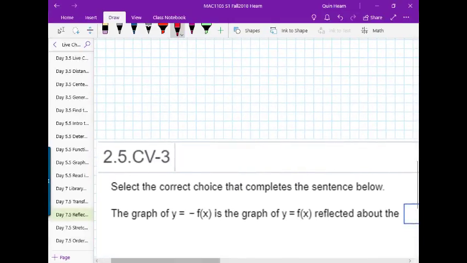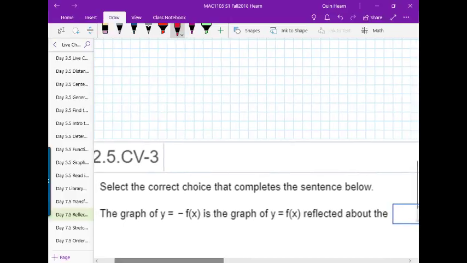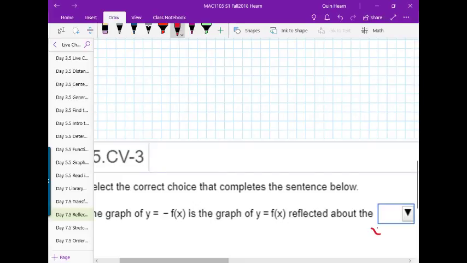let's look at this question. Select the correct choice. We're just going to fill in the blank. The graph of y equals -f of x is the graph of y equals f of x reflected about, and then you would say the x-axis.